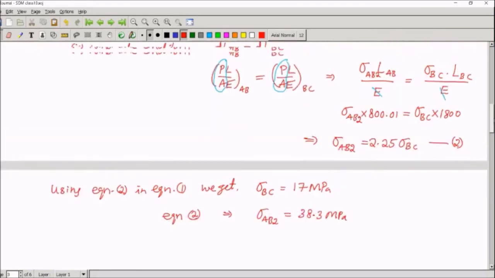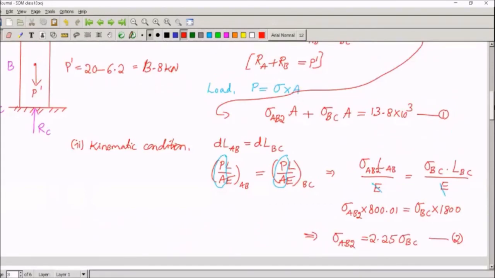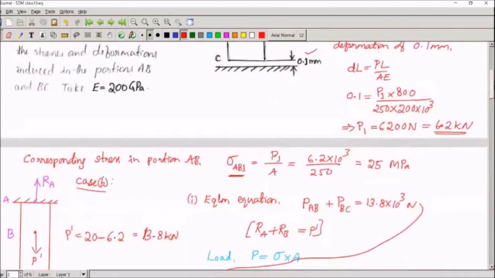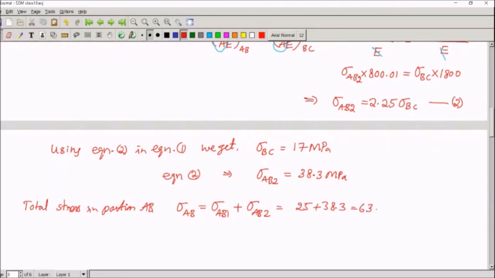So in the second case, stress observed in portion AB is 38.3 megapascal and stress observed in portion BC is 17 megapascal. But in case A also we have seen some stress in portion AB, that is 25 megapascal. So the total stress in portion AB, sigma AB, is a summation of sigma AB1 and sigma AB2, which is 25 plus 38.3, that is 63.3 MPa. In portion BC, it is just 17 MPa. This is the answer for the question.